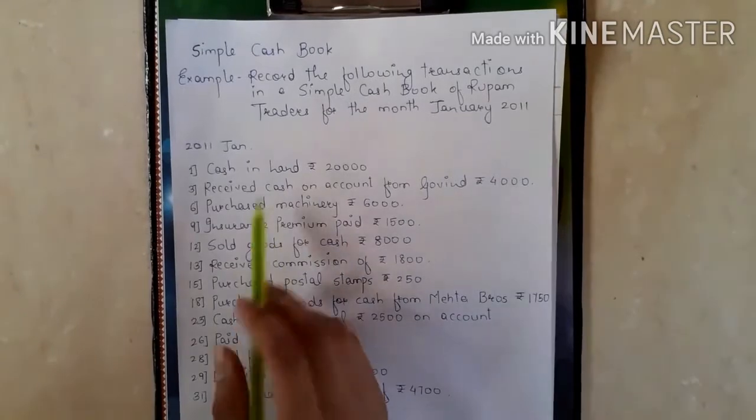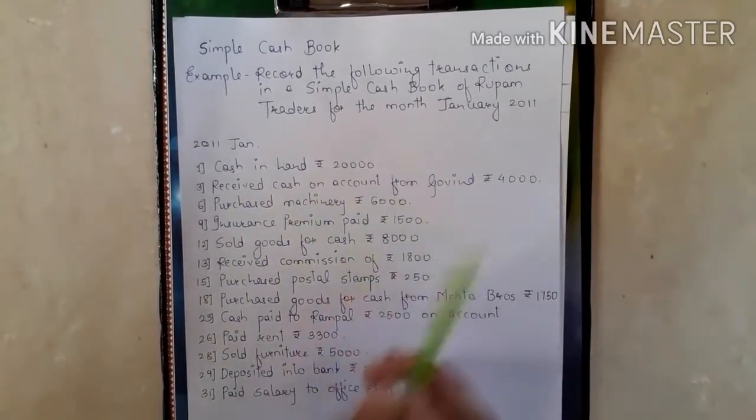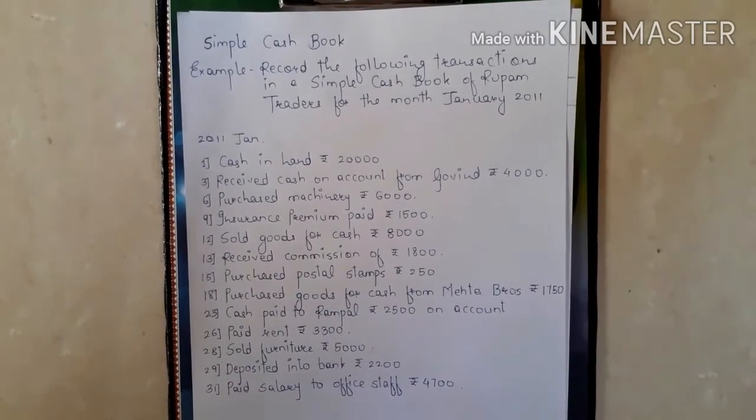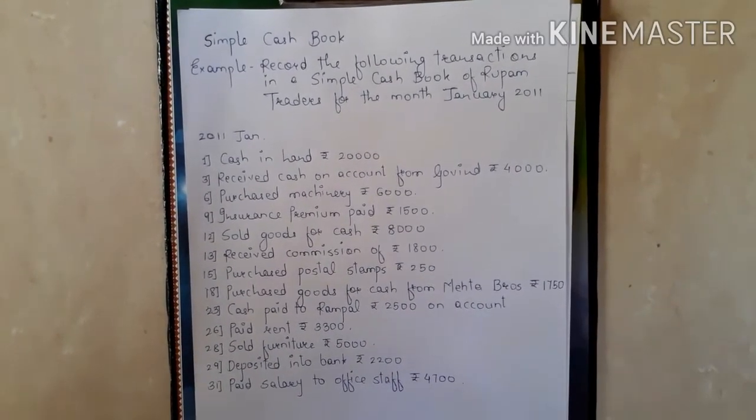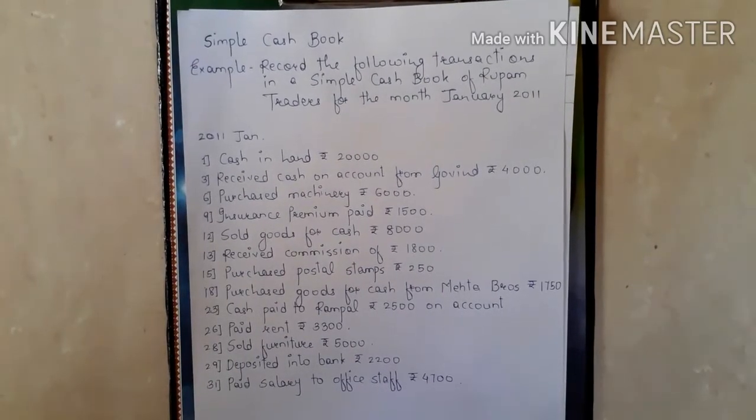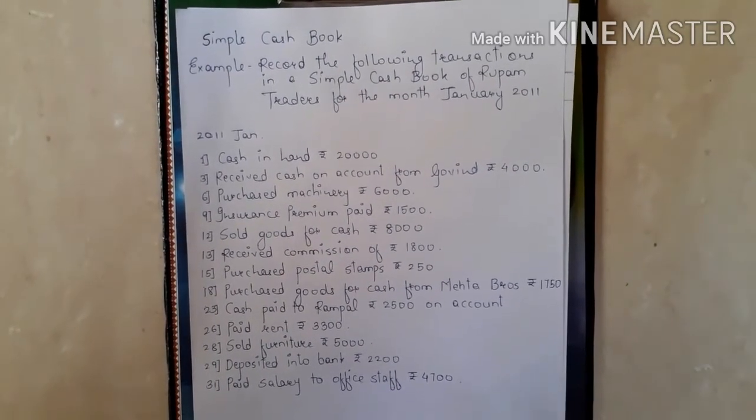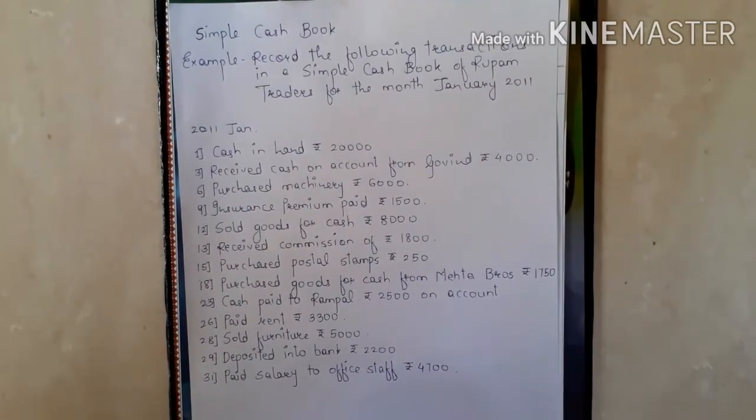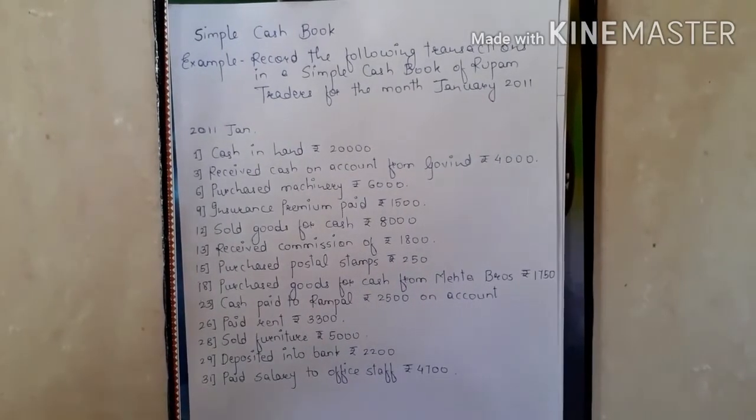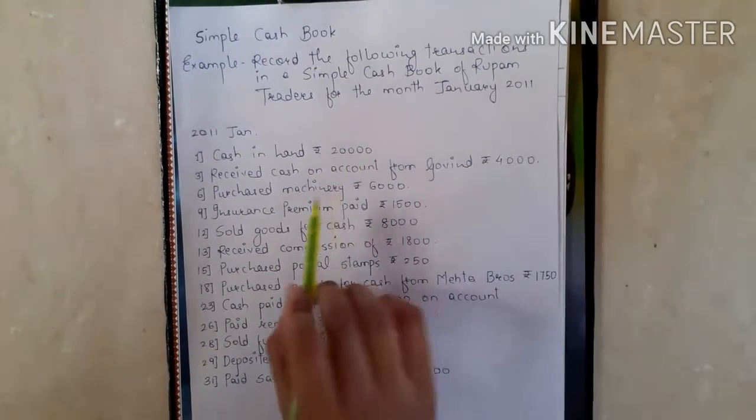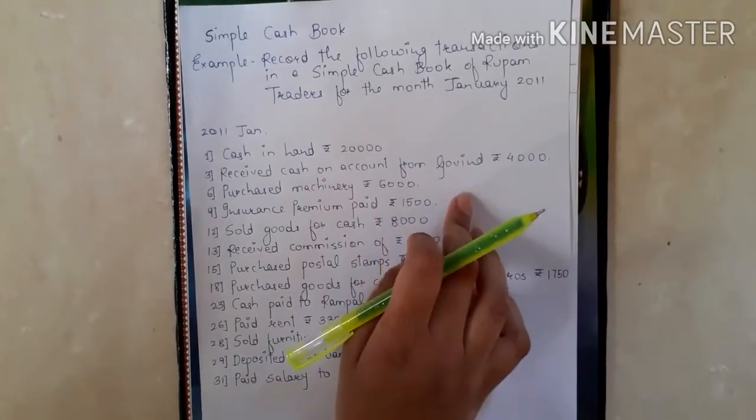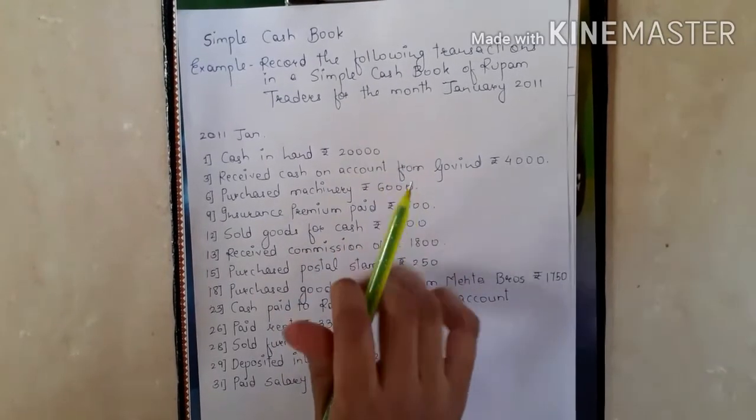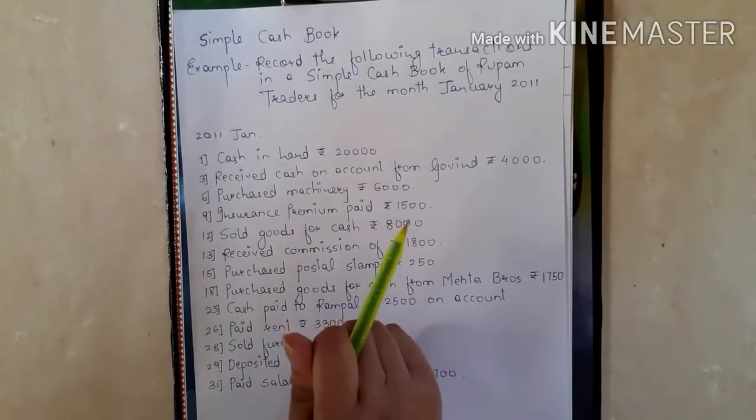Next, on 3rd January, received cash on account from Govind rupees 4,000. Now here, Govind has given us an amount of rupees 4,000 directly on account to Rupam Traders. That is, here no cash payment is made; it is made directly through the account. So the bank is involved in this transaction. Since we are receiving the amount on account, the bank will be involved in this transaction.